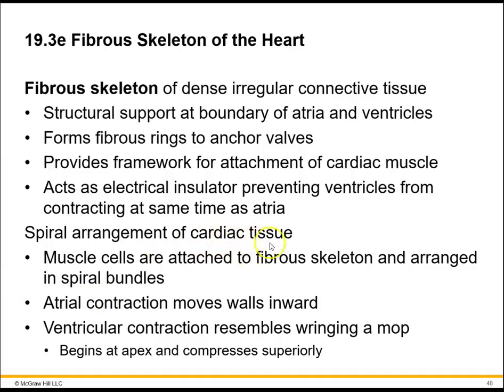Now, the cardiac muscle tissue itself is arranged kind of in a spiral arrangement. The muscle cells are going to be attached to the fibrous skeleton, and they're arranged in these bundles, these spiral bundles. I'll show you a picture in just a minute. But the overall effect is that it's going to allow for atrial contraction, the walls to move inward during atrial contraction, and it's going to cause ventricular contraction to resemble sort of the wringing of a mop. So contraction in the ventricles is going to begin at the apex and kind of go superior, and it kind of wrings the blood out of the heart.